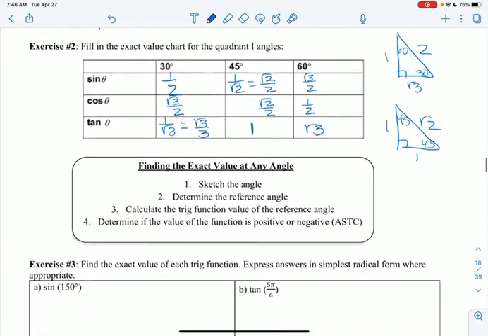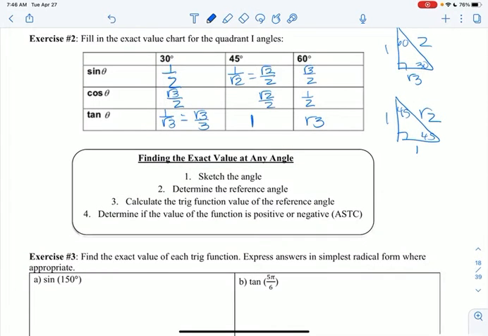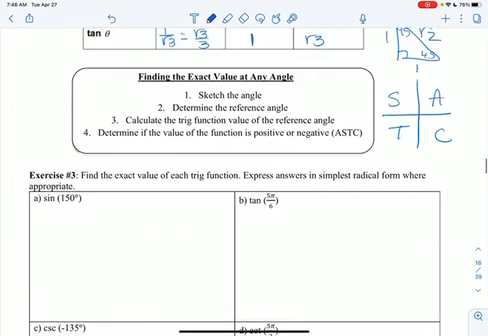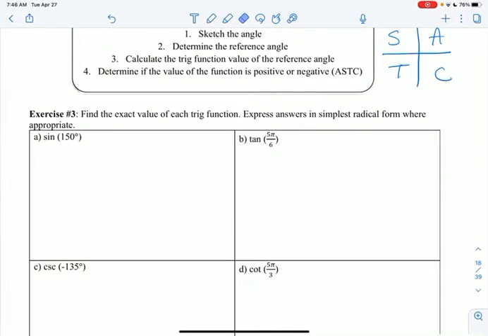All right, to find the exact value at any angle, you're going to sketch the angle, determine the reference angle, calculate the trig function value of that reference angle, and then determine the sign, if it's going to be positive or negative, remembering that ASTC. So all of them are positive, sine's positive, tangent's positive, cosine is positive. All right, so how does this look?